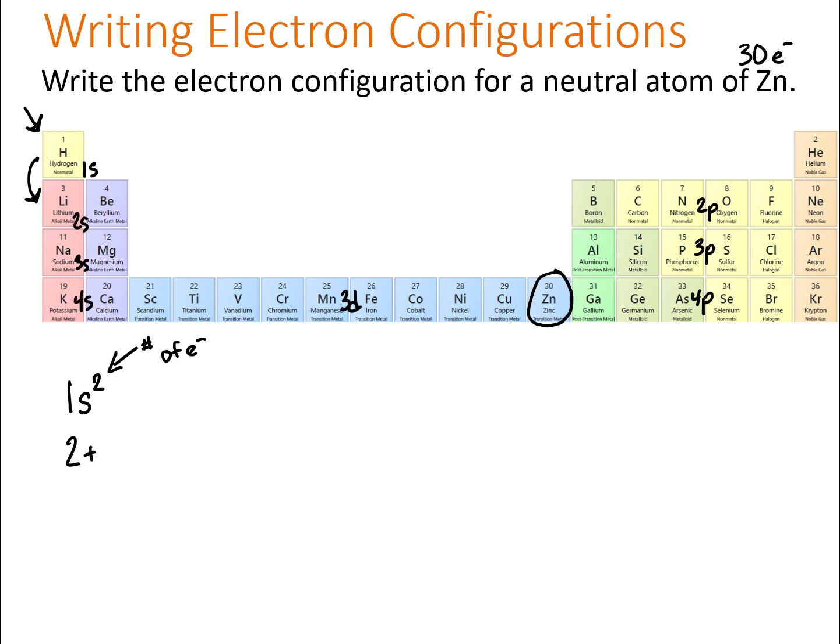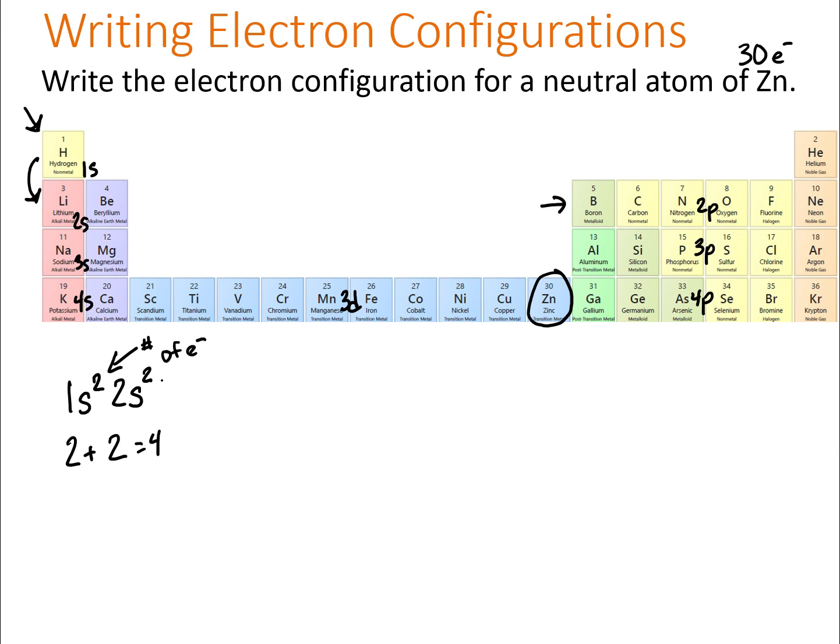Then we move on to n equals 2. We fill the 2s next. How many electrons can we fit in the s sublevel? Yes, we can fit 2. Whenever you see S, you fit 2. Now we've got 4. That's a far cry from 30.